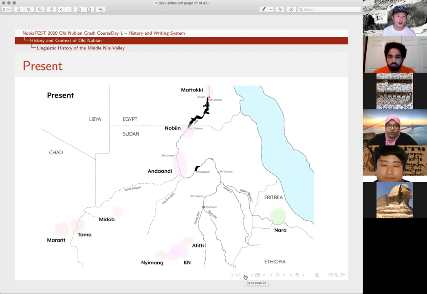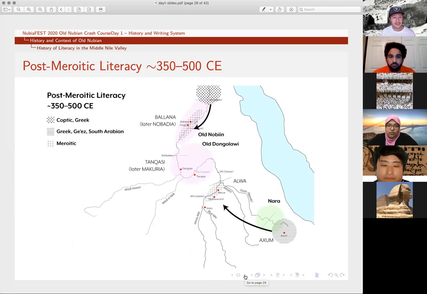The development of spoken languages, as I just sketched, is of course not the same as the development of a written language. So what we see is that in terms of literacy, the picture is much more complex. Maybe also because we have a lot more information, because we have written documents that we can consult. And so we see that in this period where the Meroitic state merges or dissolves into these new Christian kingdoms, we see also the shifts in literacy.